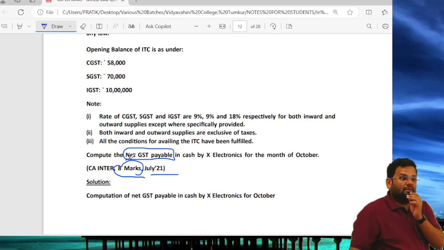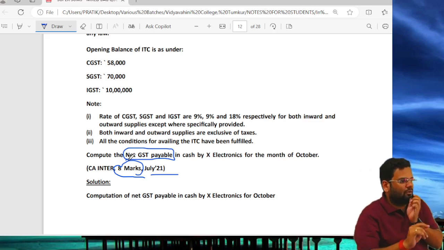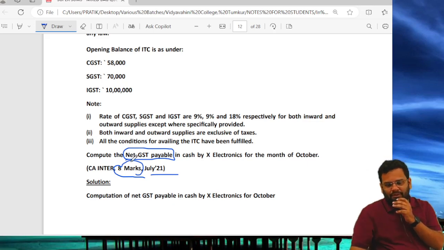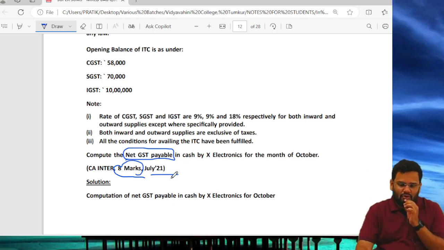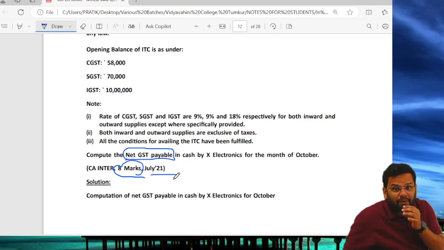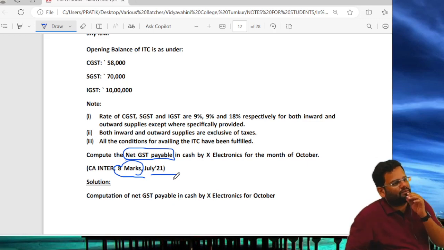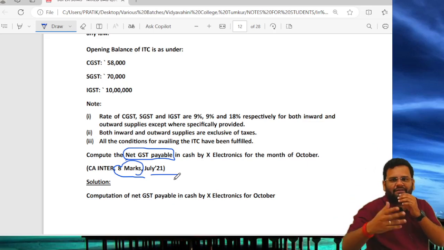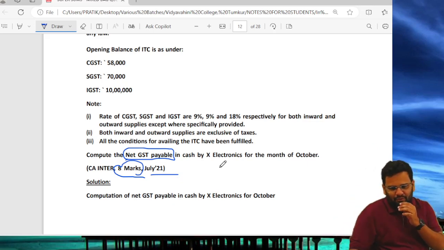Okay. So listen to each point systematically. I am not going to solve with you, but each and every point I am going to explain you, and immediately you have to complete in your notebook. You have to compute net GST payable. Net GST payable means output tax minus input tax credit. So let's see whether information is given with all the required things.